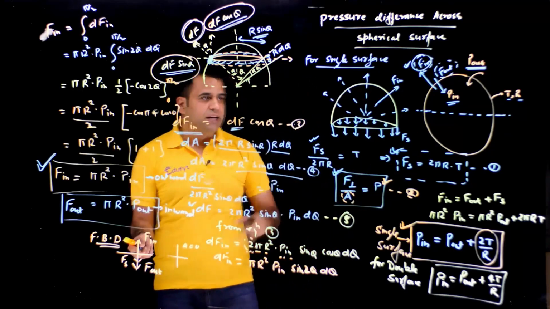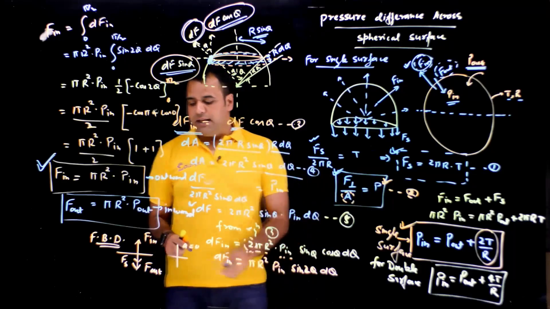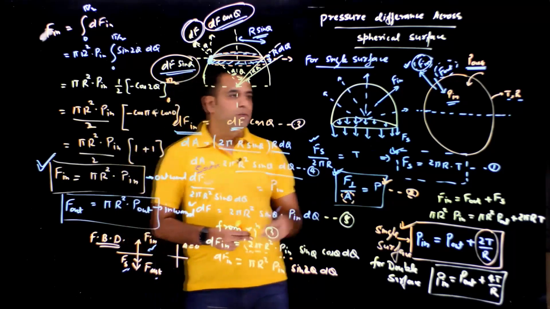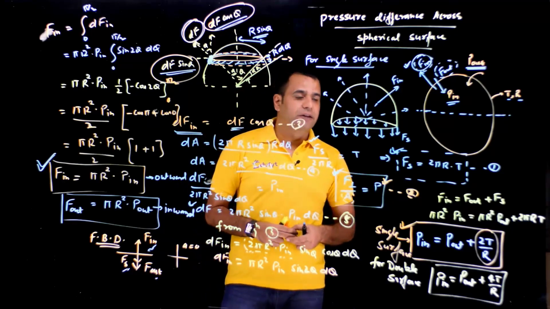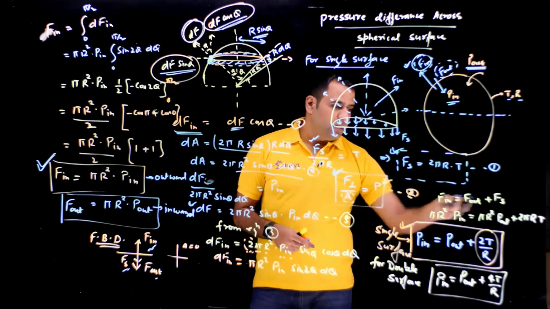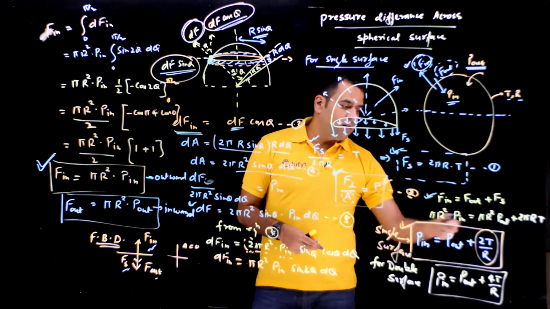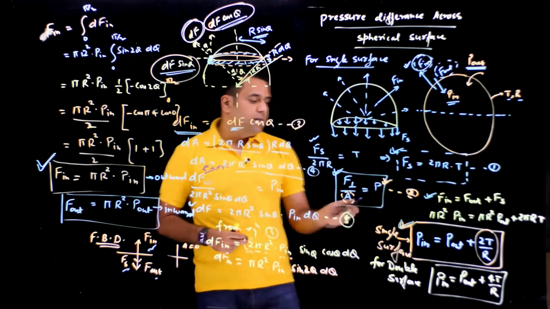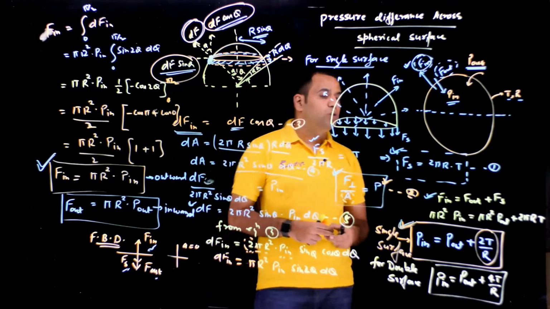Then we made the FBD for this hemisphere. We place the forces F in, F out as well as Fs. Acceleration has to be 0 because this hemisphere is not moving anywhere. So here we made the equation. Here we made the equation. We simplified the equation, and this is the final result we got. That result is P in is equals to P out plus 2T by R.